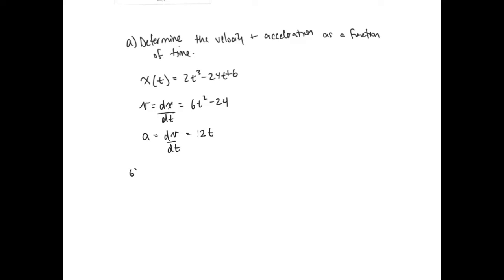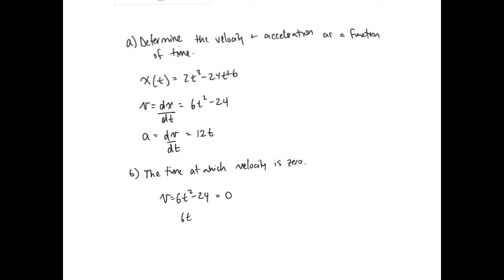The second question asks us the time at which velocity is 0. Now for this question, all we have to do is look at our velocity equation. Velocity is equal to 6t squared minus 24. Set that equal to 0.